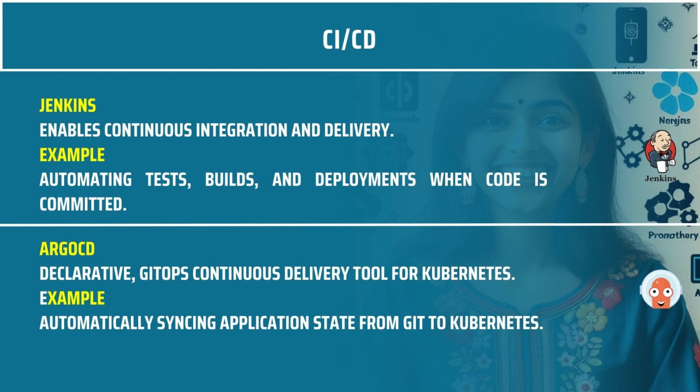Next, ArgoCD is another tool in the CI/CD category, particularly focused on continuous delivery for Kubernetes. It's a declarative GitOps continuous delivery tool for Kubernetes. For example, you can use ArgoCD to automatically sync your application state from a Git repository, ensuring that your Kubernetes clusters are always up to date with the latest configurations.